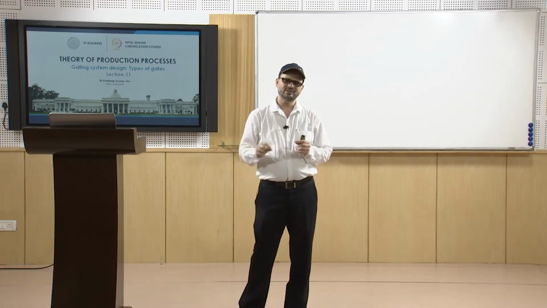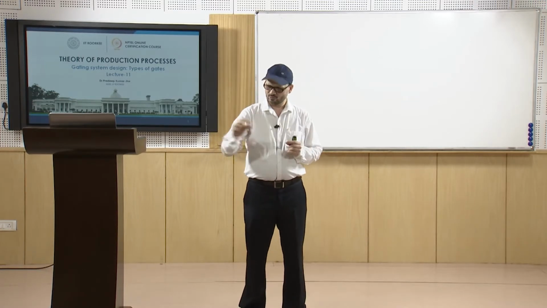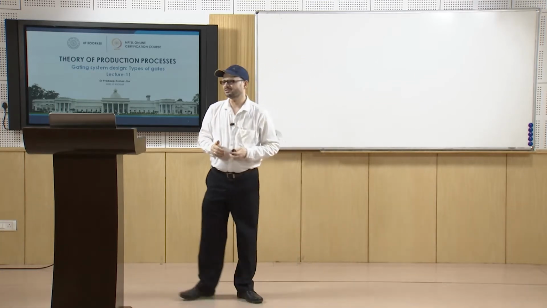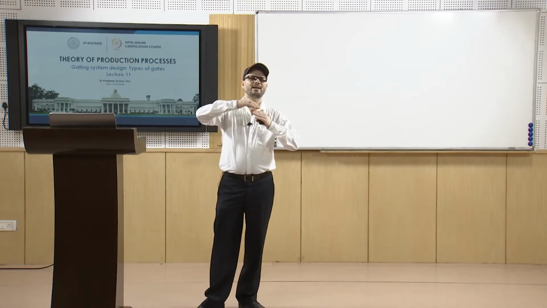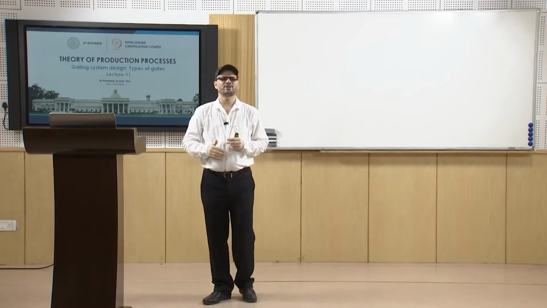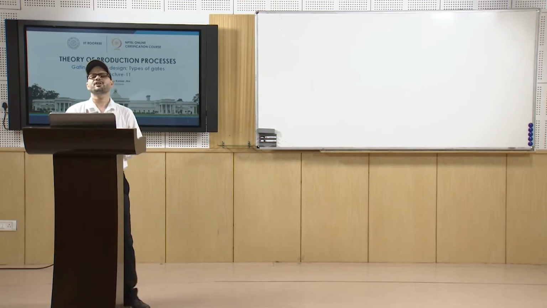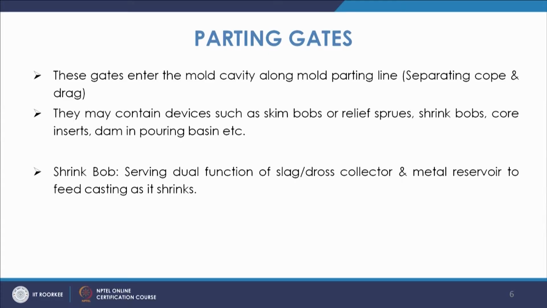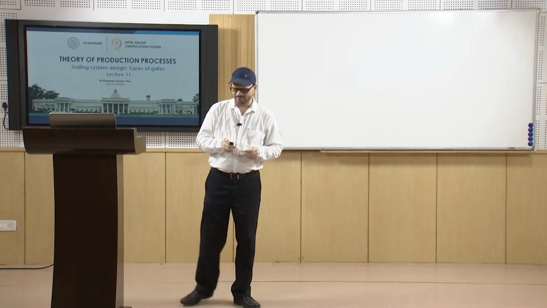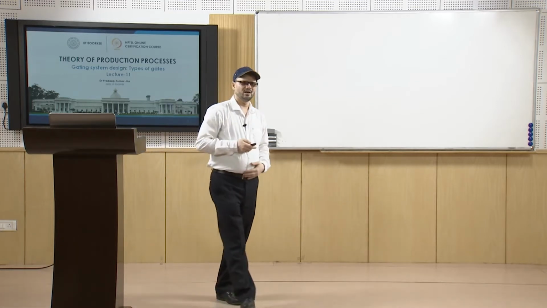Once you have the parting gates, you may use these devices which have different purposes. A skim bob is there to relieve the pressure, or to collect the impurities. The shrink bob has the function of slag or dross collector and also metal reservoir to feed when the casting shrinks. So, this way you have different kinds of parting gates. Let us see the example of these gates.